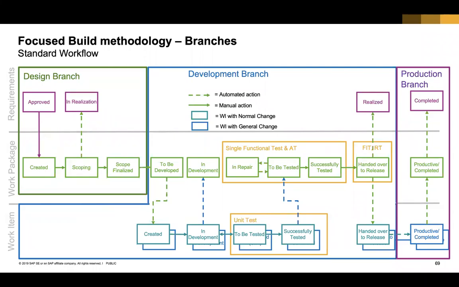And once the work package is in scope finalized, you can't create any more work items. Then once work items are created, each work item will go into development. And as soon as the work item is in development, the work package is automatically set into in development status as well. You see this dotted line, which means that this status is set automatically. It's not set by the individual. Until this point, it is set by the user. But once you are in development, the work package status is set automatically by the system based on the status of the work item.